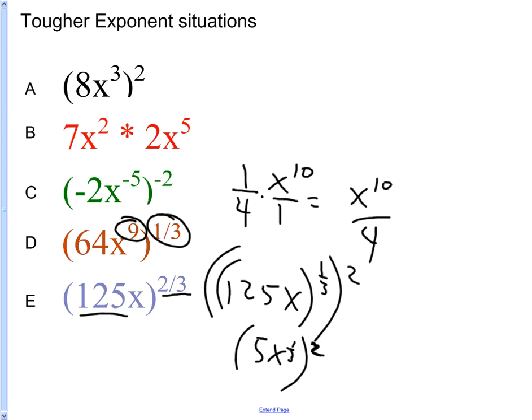Did you get what I just did there? I did it right so far. I just did x to the 1/3 is x to the 1/3. And now I know 5 squared is 25. x to the 1/3 to the 2nd is x to the 2/3. The final answer is 25x to the 2/3.